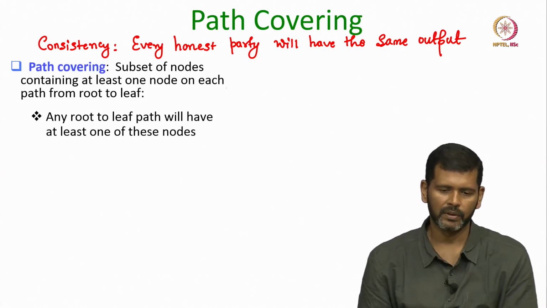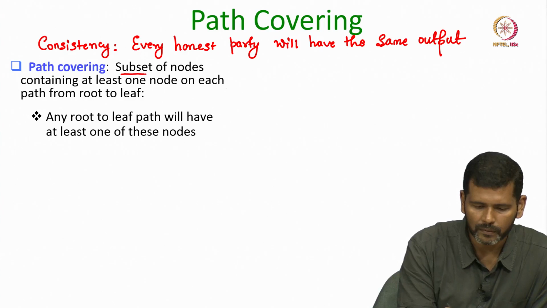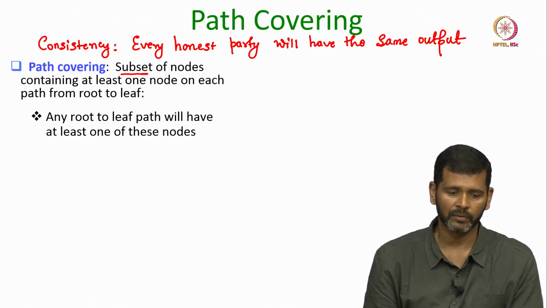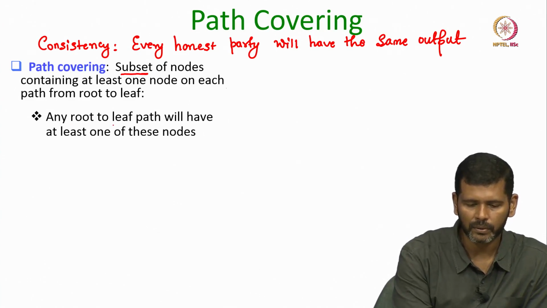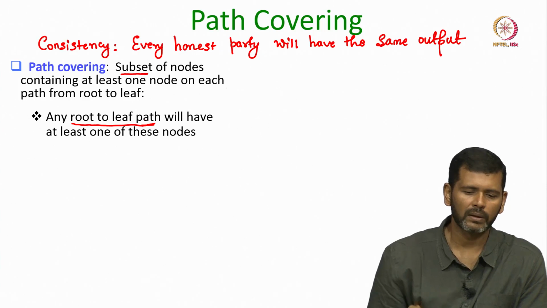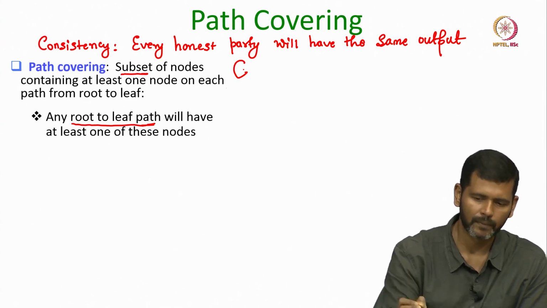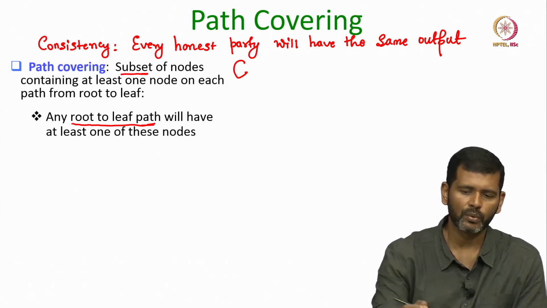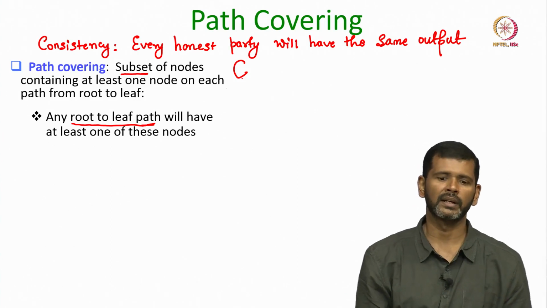And to prove this, we will use this notion of path covering in the EIG tree. What is a path covering? It is a subset of nodes, any subset of nodes, there is no restriction on its cardinality, such that it is guaranteed that if you go from root to leaf via any path in the EIG tree, you will hit at least one of the nodes in the subset. Call the subset C. The subset of nodes C will be called a path covering if at least one node from this subset C occurs along any path from the root to the leaf in the EIG tree.